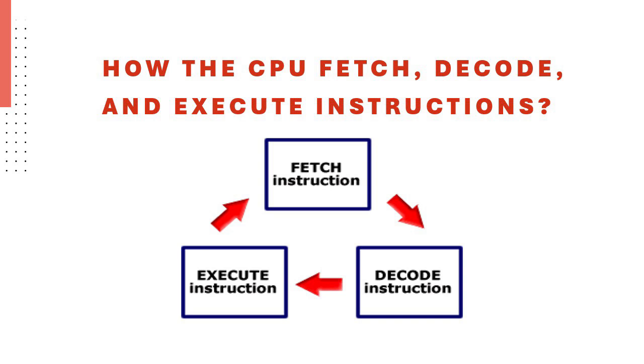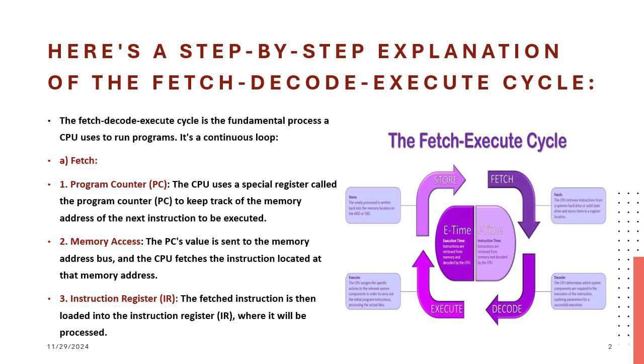Today we are going to learn about how the CPU fetches, decodes, and executes instructions. So we have the fetch instructions, execute instructions, and the decode instructions. Here is a step-by-step explanation of the fetch, decode, execute cycle. The fetch, decode, execute cycle is the fundamental process a CPU uses to run programs. It's a continuous loop. So we are going to look at the fetch instructions.